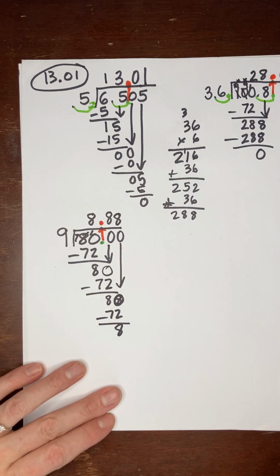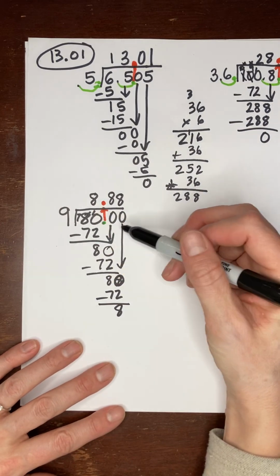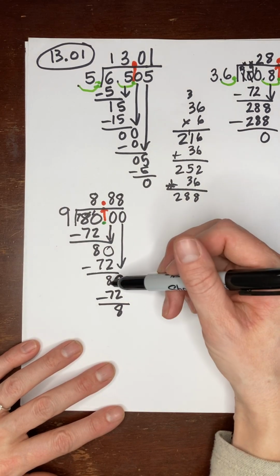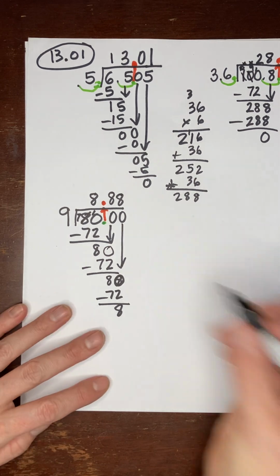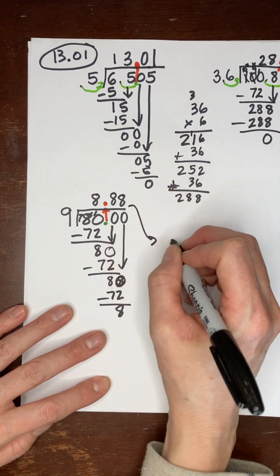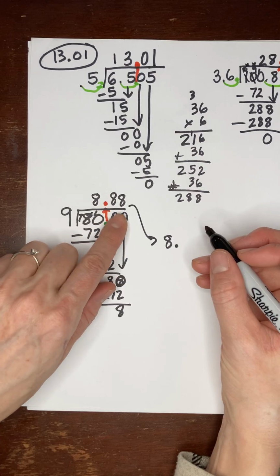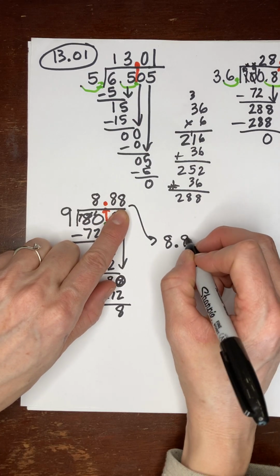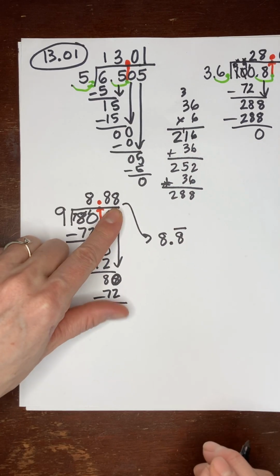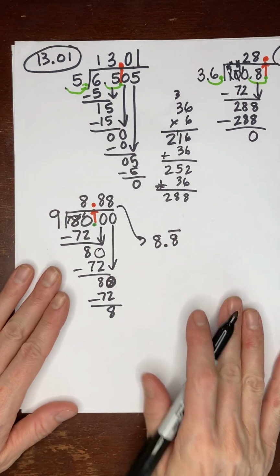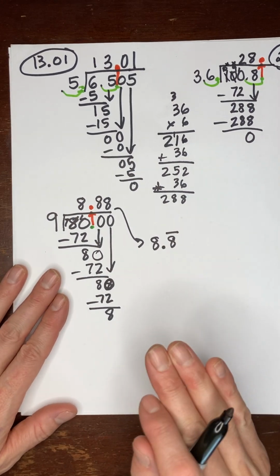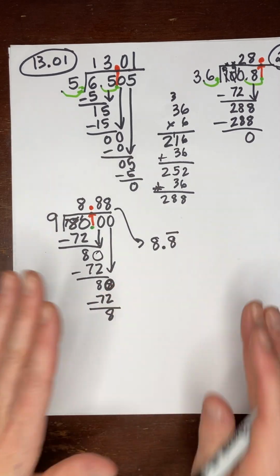It looks like this is a repeating decimal, so no matter how many times we divide, we're going to keep having a remainder of 8. Okay, so our answer here is 8 point. Now this 8 is repeating, and how do we do repeating? We do an 8 with a line over the top. Okay, so that is how we do decimal division with decimal divisors.